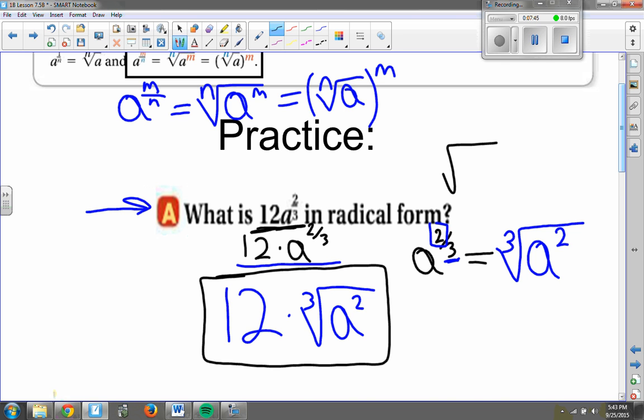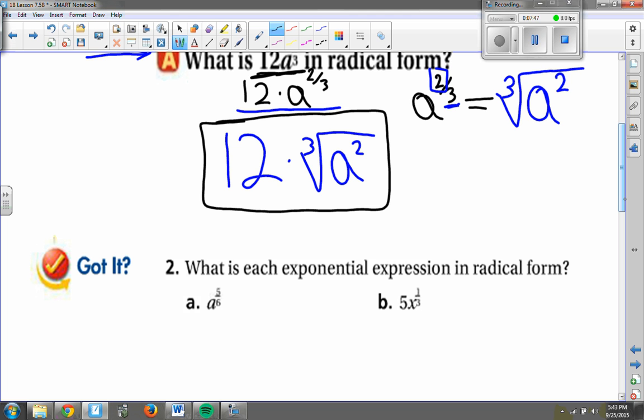All right? I want you to look at these two problems, please. The got it number 2 right there in the middle of page 449. Take a look at number 2, letter A and B, writing each expression in radical form. Please notice in letter B, the 5 does not have a power attached to it. All right, so pause the video, take a look at those two problems, then come back and we'll go on to our other type of example problem.